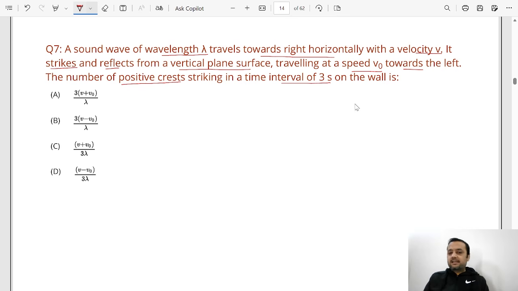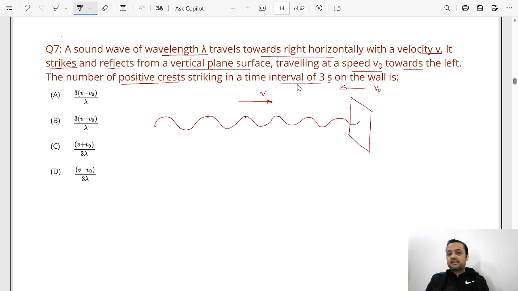So let us first understand what is happening over here. Let's say that this is a plane vertical wall. It is moving towards the left at a speed of v naught. Now there's a sound wave which is traveling towards the right at a speed of v. So the question is asking how many positive crests strike the wall in 3 seconds. First of all, let me explain something here.